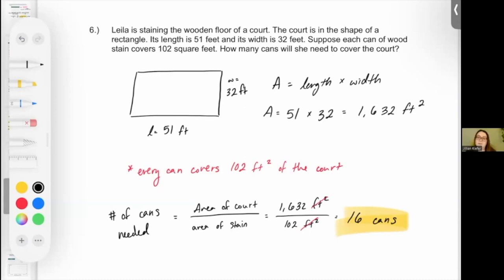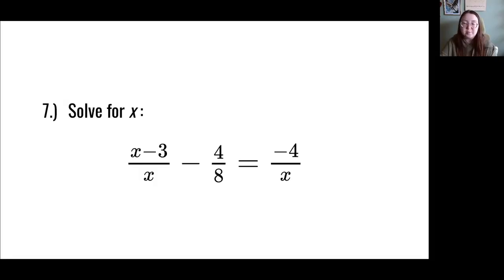So, all right, that wraps up example 6. Let's go on to example 7. So for number 7, once again, we're solving for x, but this is a little bit of a different type of problem now. So we have (x minus 3) over x minus 4 over 8 is equal to negative 4 over x. So we're going to try to solve for x.